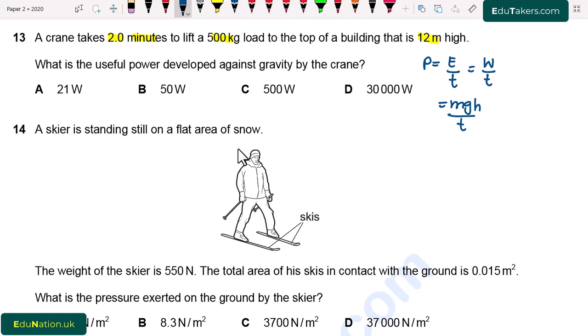divided by time. Mass is given, 500, multiplied by the value of g, which is 10, and the height is 12 meter, divided by time, which is 2 minutes, and we have to convert it into seconds. So it will be 2.0 multiplied by 60. So that power will be equal to 500. The unit of power is watt. So from here option C is correct.